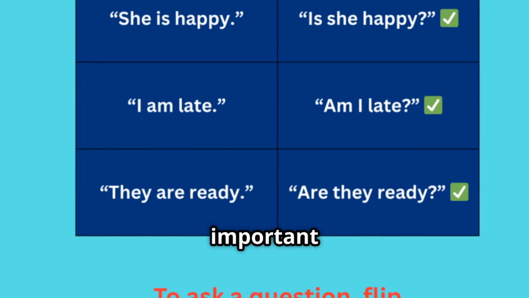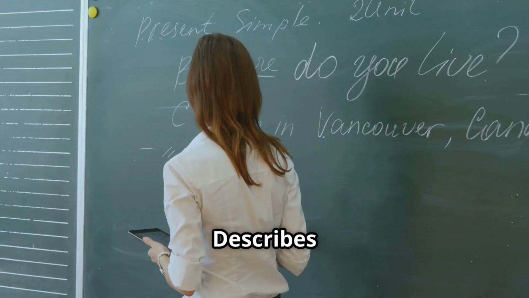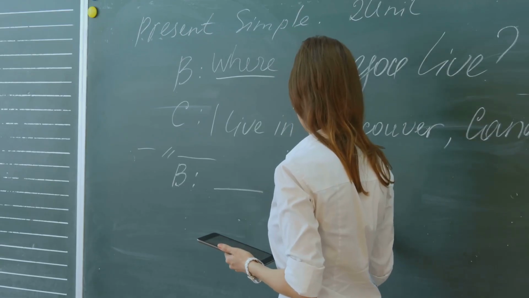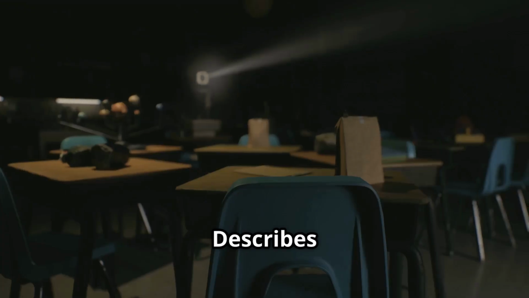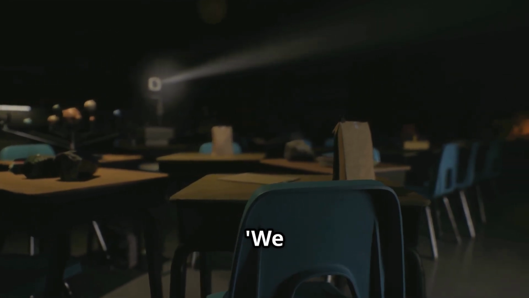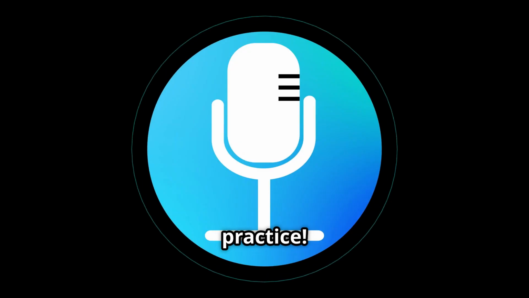Be verbs help us describe important things in English. Describes condition. Example, I am tired. Describes identity. Example, she is a teacher. Describes location. Example, we are in class. Describes questions. Example, are you ready?